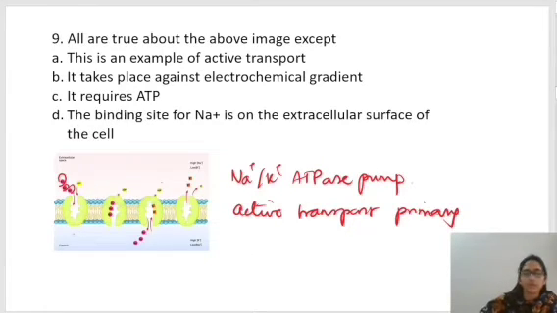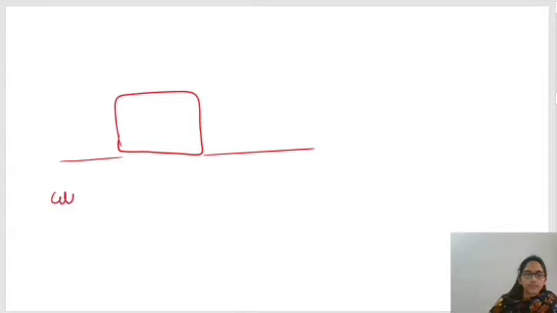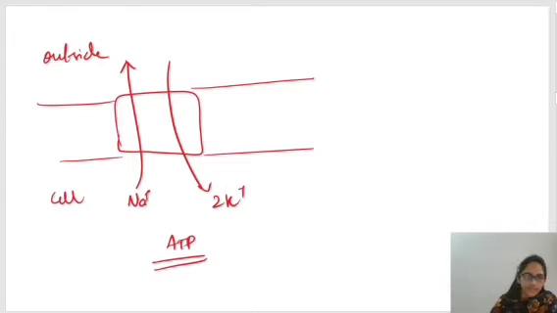So from inside the cell, this is outside the cell. Three sodium ions are pumped out from inside to outside the cell, and two potassium ions are pumped from outside to inside the cell. For this, what do you need? You need ATP. So the ATP driven sodium potassium pump is a type of primary active transport.